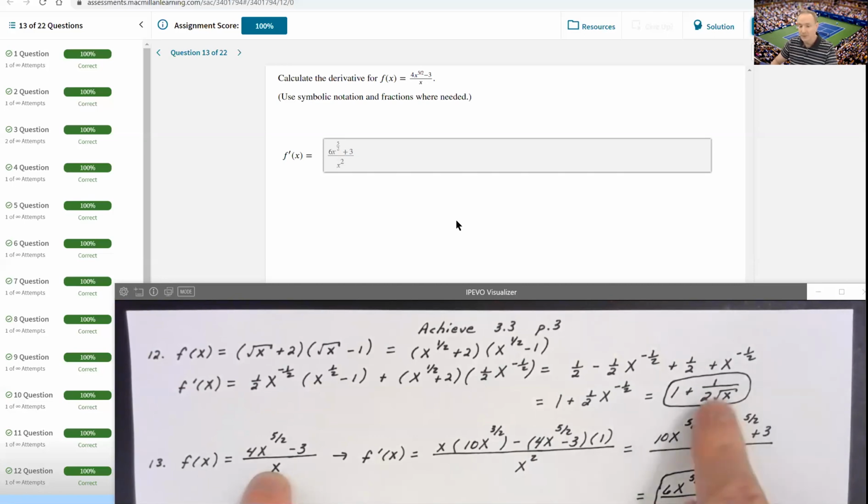And unlike the previous problem, I would feel no obligation to put this answer in radical form because the original question was not in radical form. So I would just leave it just like this, and you can see that's what I did on Achieve here.